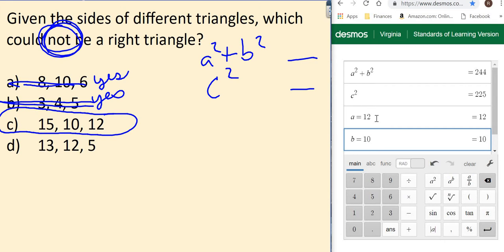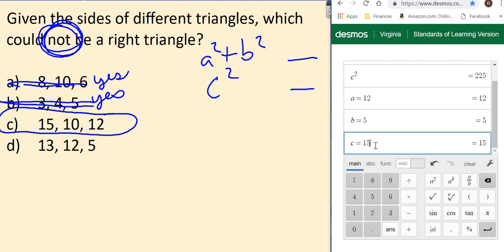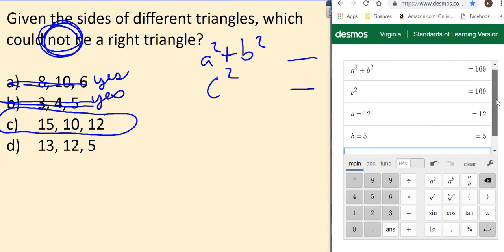Let's go ahead and try that last one just to see. Let's go for a leg. So that'll be the two shorter sides. There's a 12. And then that'll be a 5. And my C would be 13 because it's the longest. And let's go back up. They both equal, so that is a right triangle. So that's not my answer either. So I know for sure that C is my answer because they do not equal each other.